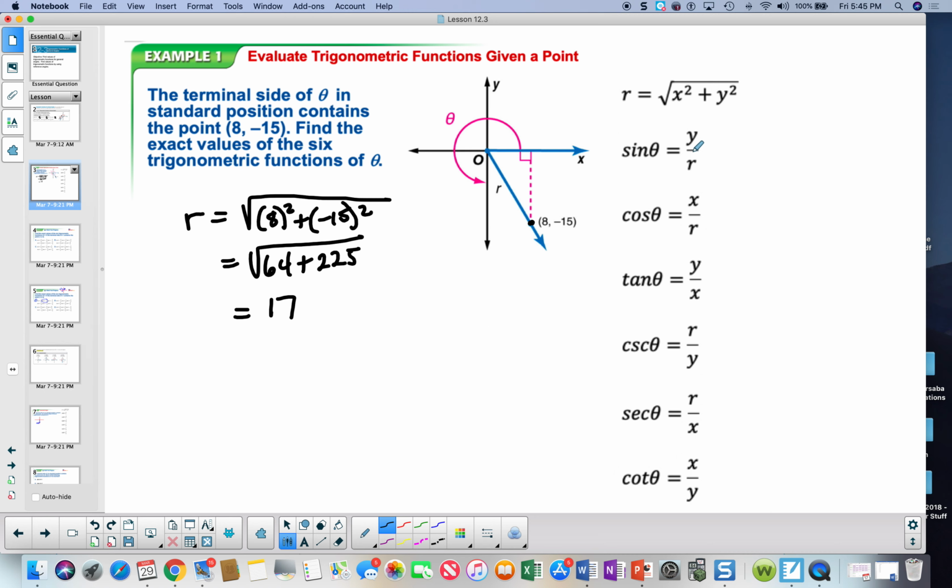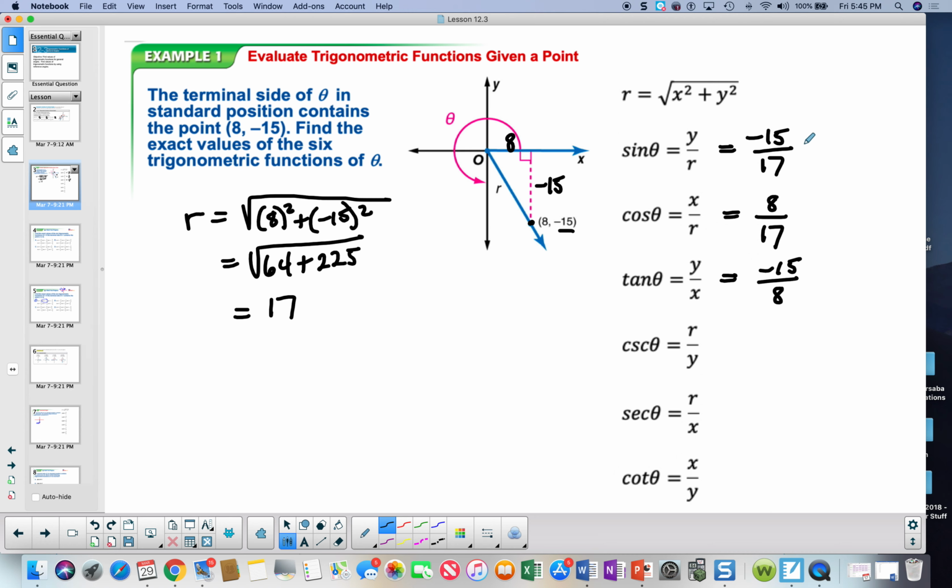So now I know all the players in the game. Remember, our x is 8, and our y is negative 15. If I want to find the sine of the angle, I'm going to do y, which is negative 15, over the radius, which is 17. The cosine will be the adjacent, or x, over hypotenuse, 8 over 17, and the tangent is y, negative 15, over x, which is 8.